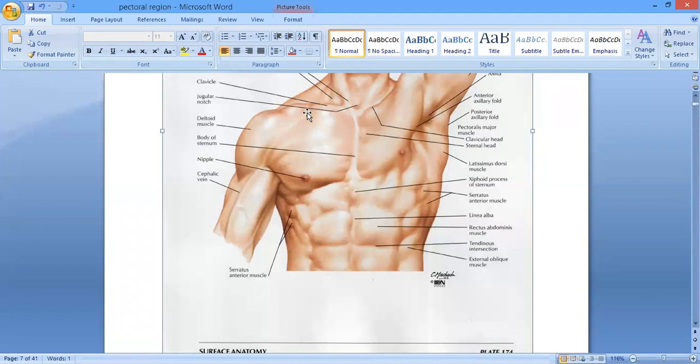ठीक है? And this triangular depression, you can see, is bounded superiorly by the clavicle, right? And medially by the lateral border of the pectoralis major, and laterally by the medial border of the deltoid muscle. So the infraclavicular fossa is also called the deltopectoral triangle, which is bounded superiorly by this clavicle, medially by the lateral border of the pectoralis major muscle, and laterally by the medial border of the deltoid muscle. Is it clear?